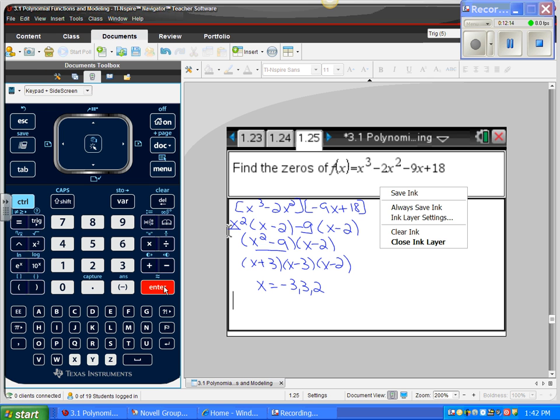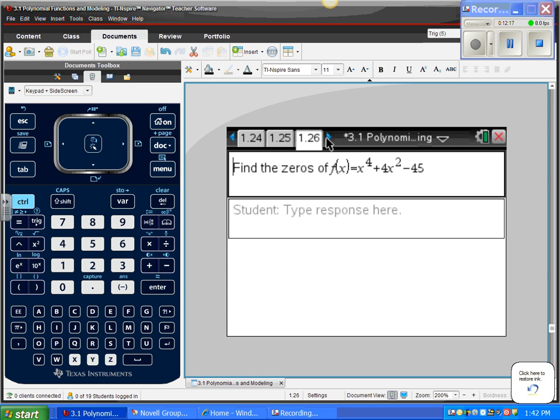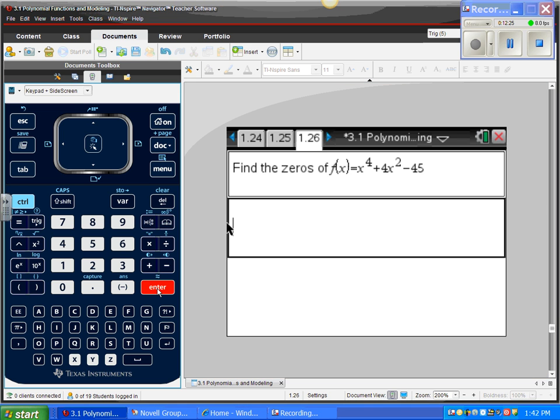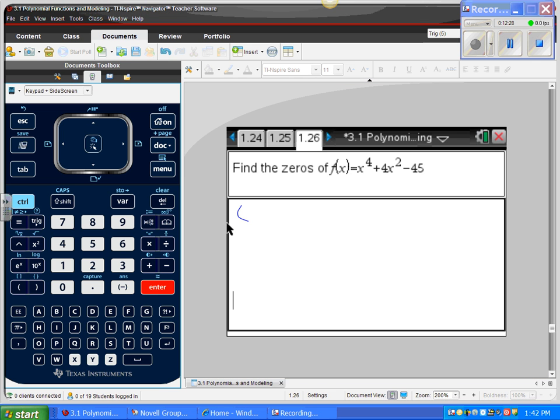All right. So, find the zeros of f of x equals x to the 4th plus 4x squared minus 45. So again, we have to factor it. The way this factors, you know you're going to have x squared and an x squared. Multiplies to be 45, subtracts to be 4. We're going to do 9 and 5, positive 9, negative 5. Okay. Set them each equal to 0.